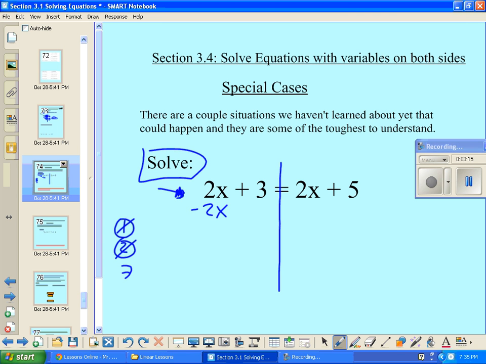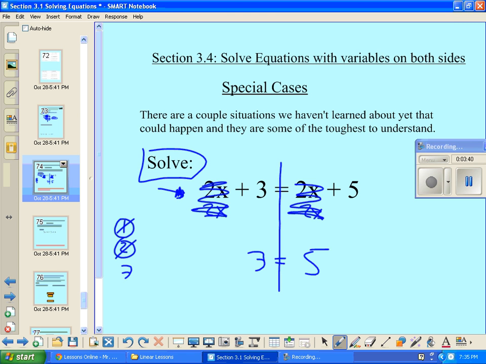What would I do? I'd subtract 2x from this side. Whatever I do to one side, I have to do to the other side, so I need to subtract 2x from the other side as well. When I subtract it from this left side, 2x minus 2x gives me no more x's. They're just gone. So all that's left on this side is 3. When I look at the other side, 2x minus 2x also gives me 0x. So essentially these just go, and all I have left is 5.